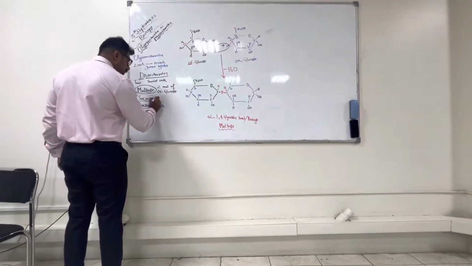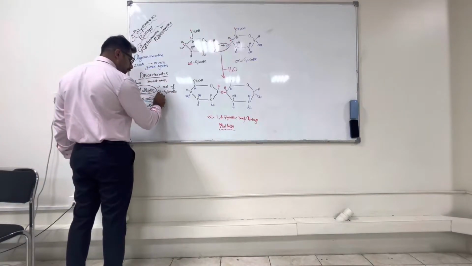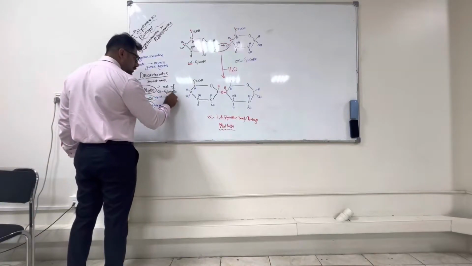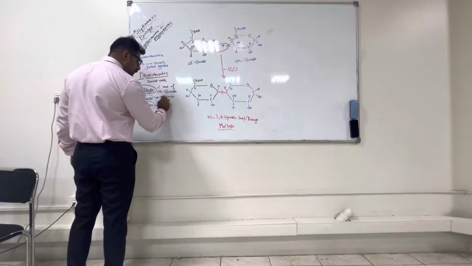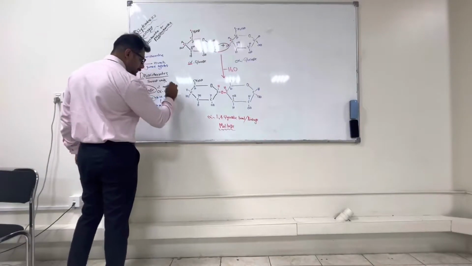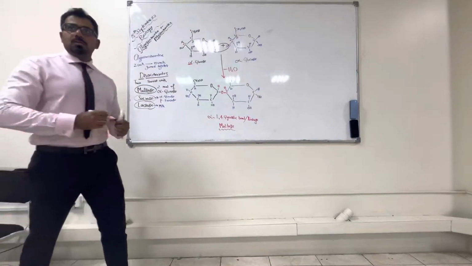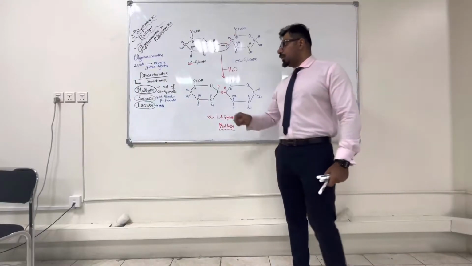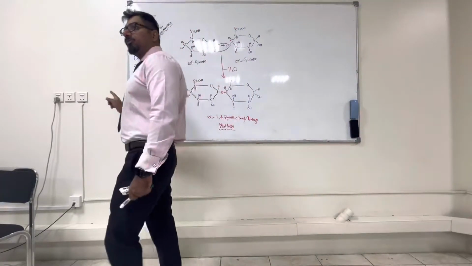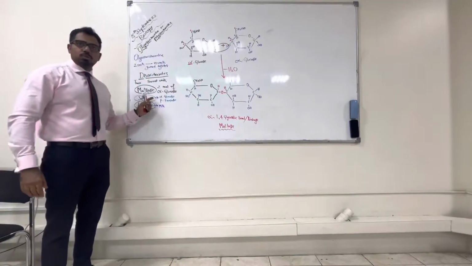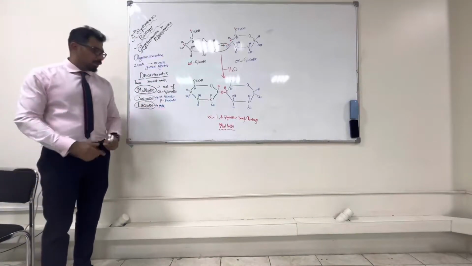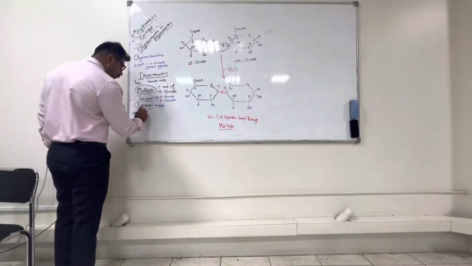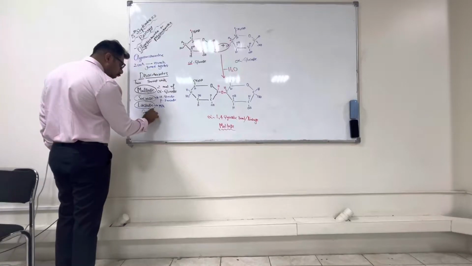Now sucrose is made from 1 unit of alpha glucose and 1 unit of beta fructose. When 1 molecule of alpha glucose joins with 1 molecule of beta fructose, they make 1 molecule of sucrose. Understand? While lactose is made when 1 molecule of glucose joins with 1 molecule of galactose.